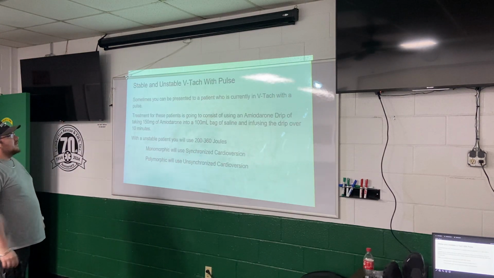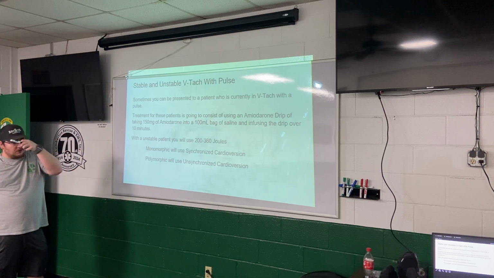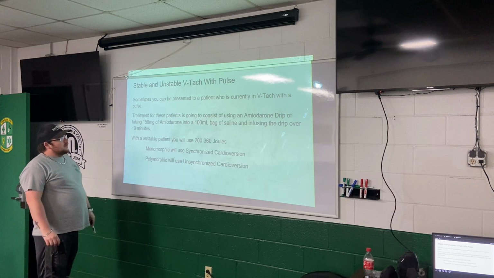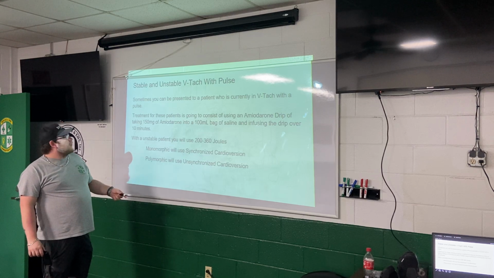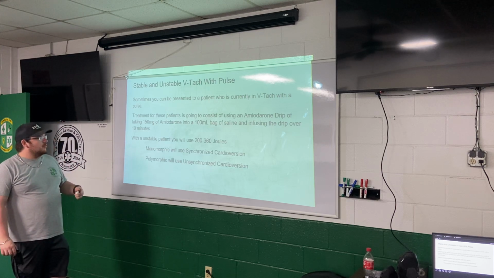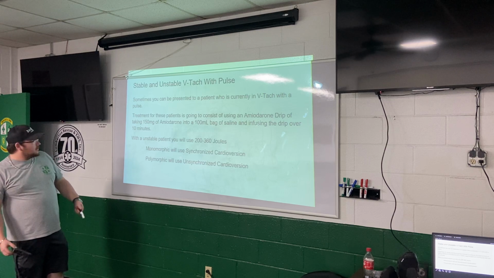Stable and unstable VTAC with a pulse. Sometimes you can be presented to a patient who is currently in VTAC with a pulse at their own home. Treatment for these patients is going to consist of using an amiodarone drip, taking 150 milligrams of amiodarone, placing it into a 100 ml bag of saline, and infusing the drip over 10 to 15 minutes.